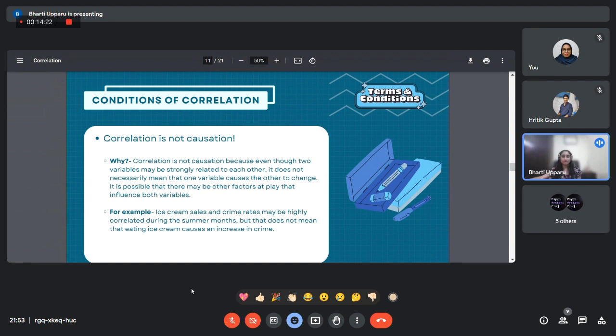Because it's summer, obviously we'll have more ice cream, and then there is an increase in crime rate, probably because there's less food, or jobs, unemployment and all that stuff. That might be the reason why both are high, but it does not mean that these two variables are in a relationship of cause and effect.